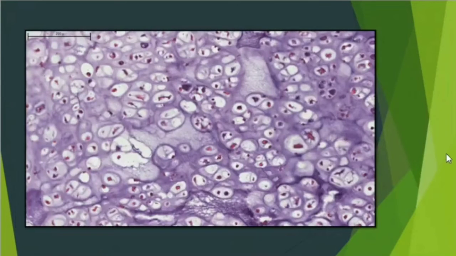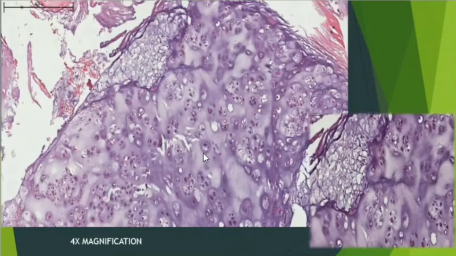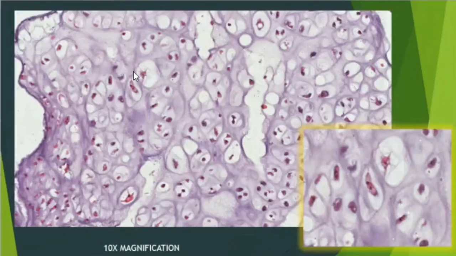This is another image showing the liquefaction of the matrix with binucleated and multinucleated chondrocytes. This is another image of the liquefactive chondromyxoid liquefaction. This image shows the cellular area showing nuclear atypia. The nucleus is hyperchromatic with prominent 1 to 2 nucleoli.